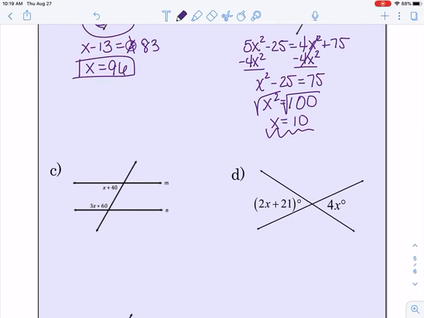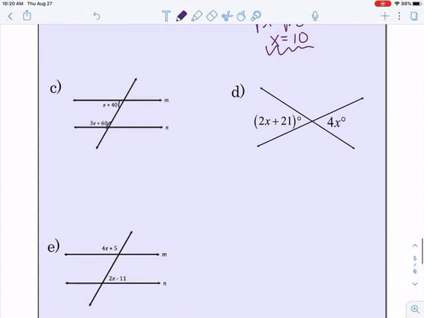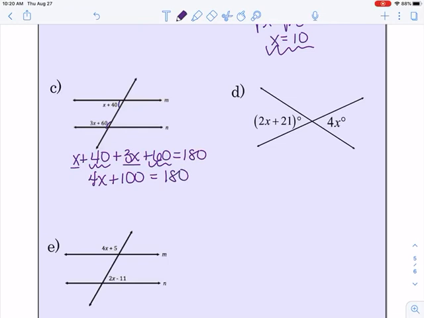Okay, three more. Okay, these two angles here, those are interior angles on the same side of the transversal. Interior angles on the same side of the transversal are supplementary. They're going to add to 180. So I'm going to do x plus 40 plus 3x plus 60 equals 180. Okay, same side of the equation. We're just doing what the problem's telling us to do. So x plus 3x is 4x, and 40 plus 60 is 100.